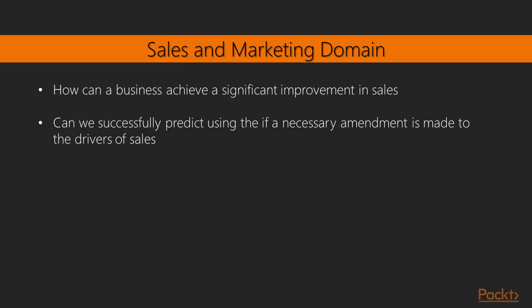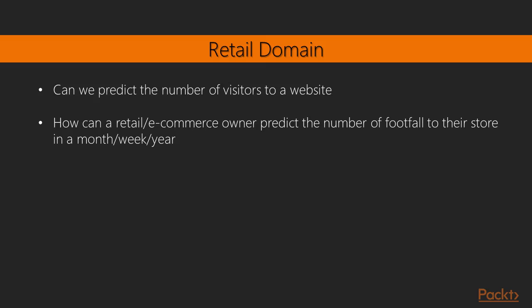In the sales and marketing domain, how can a business achieve a significant improvement in sales? Can we successfully predict the outcome if a necessary amendment is made to the drivers of sales? In the retail domain, can we predict the number of visitors to a website so that the necessary tech support can be aligned to help operate the site better? How can a retail or e-commerce owner predict the footfall to their store in a month, week, or year?